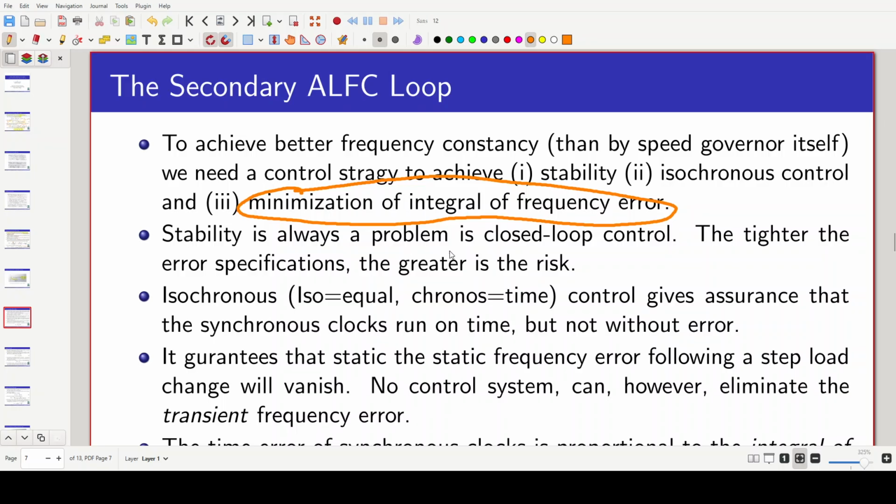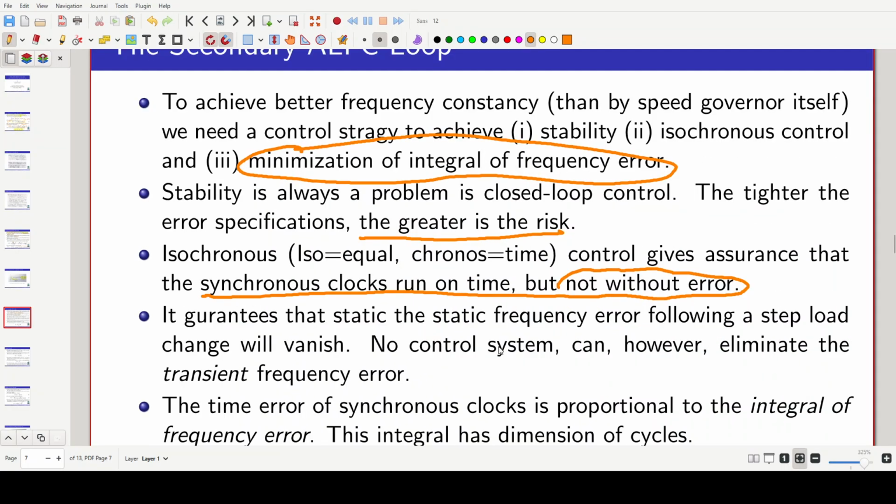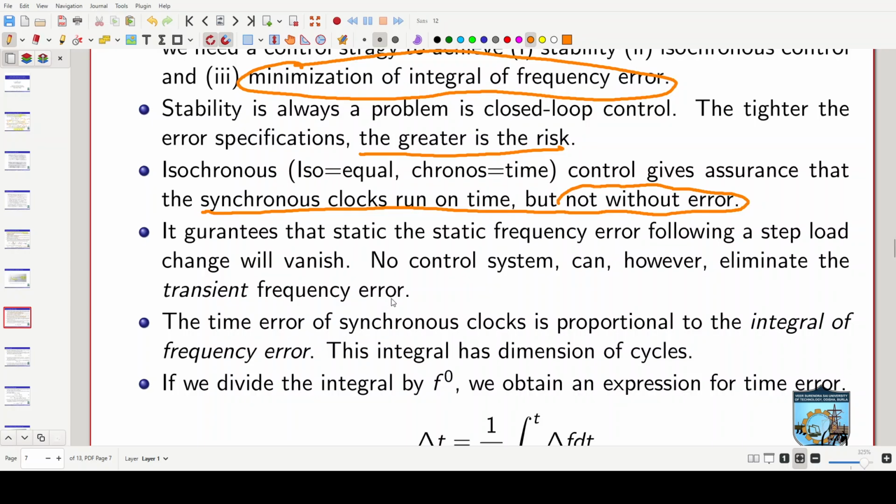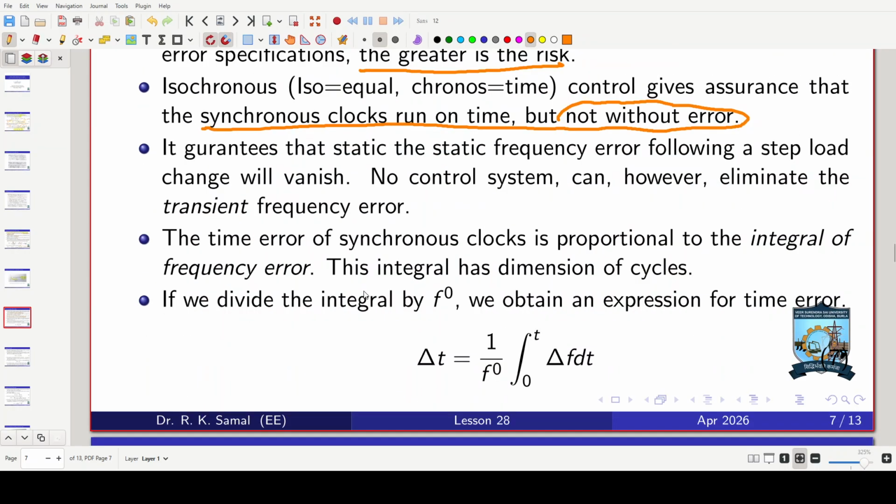Stability is always a problem in closed loop control. The tighter the error specifications, the greater the risk. Okay, so isochronous assures that the synchronous clock runs on time but not without error. Some error is there, but everything is on time. It guarantees that static frequency error following a step load change will vanish. No control system can, however, eliminate the transient frequency error. The time error of synchronous clocks is proportional to the integral of the frequency error. Okay, this is the reason why integral control works.